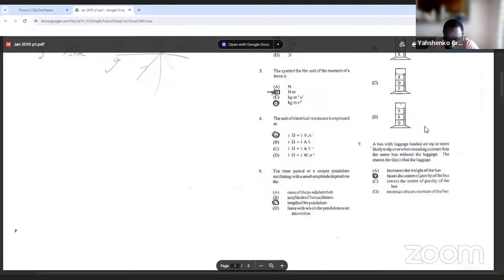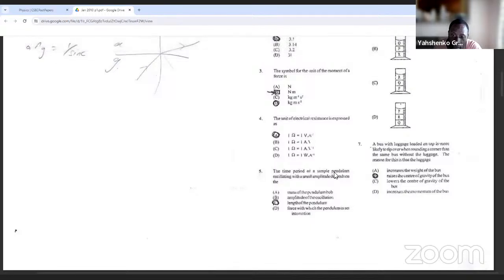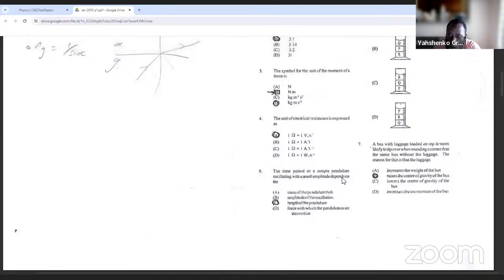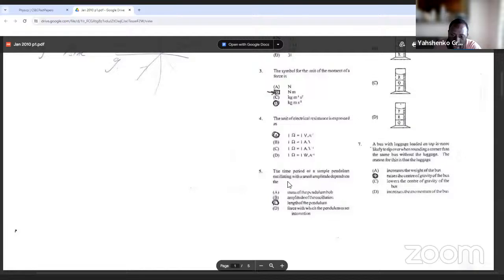So this is now number 5. Number 5, it says the time period of a simple pendulum oscillating with small amplitude depends on the.